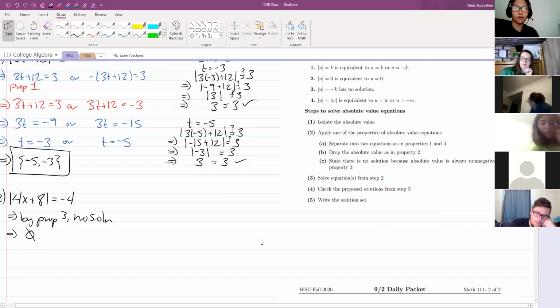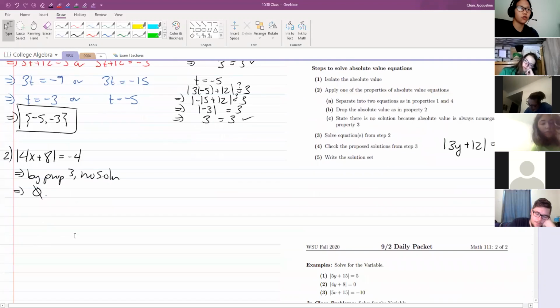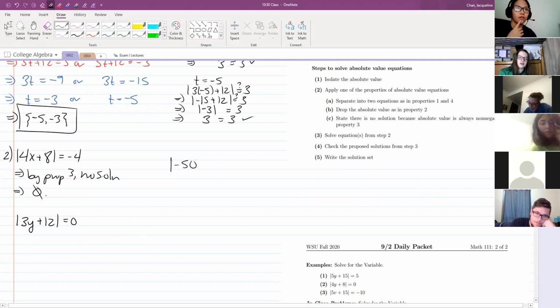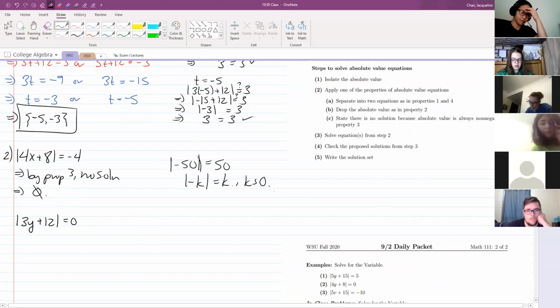So remember the absolute value is a distance. Distances are always positive. Even if you test it, like the absolute value of -50, it's always going to be positive 50. If you have -k, you're always going to be left with a positive k. So it can never be negative, assuming k is greater than 0. If k is not positive, then this is a whole different story.